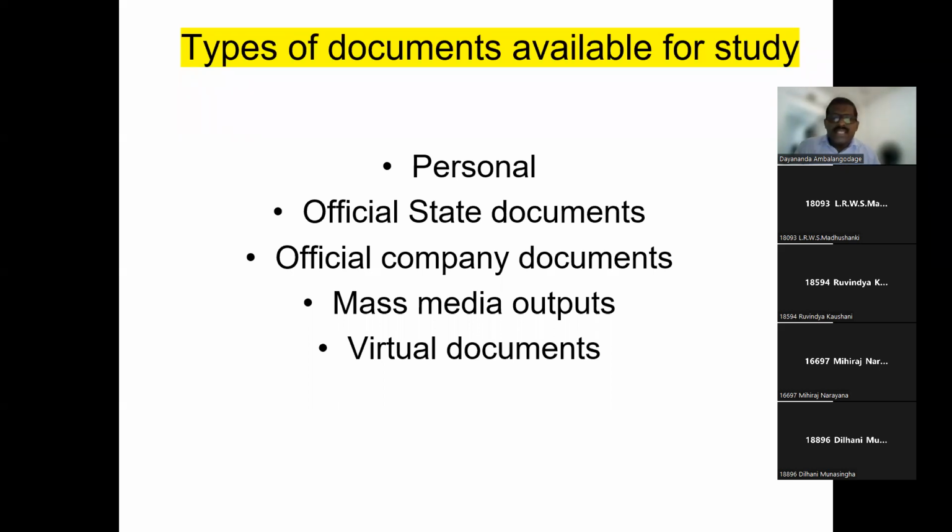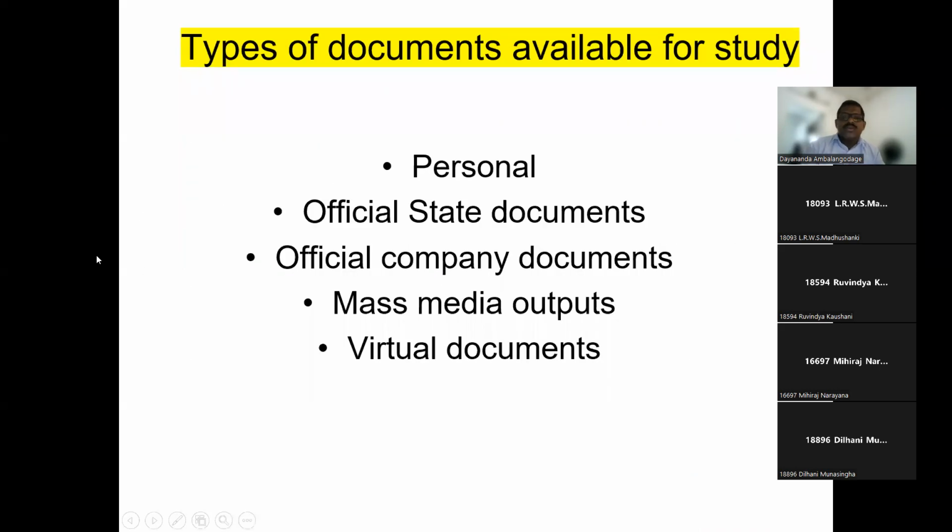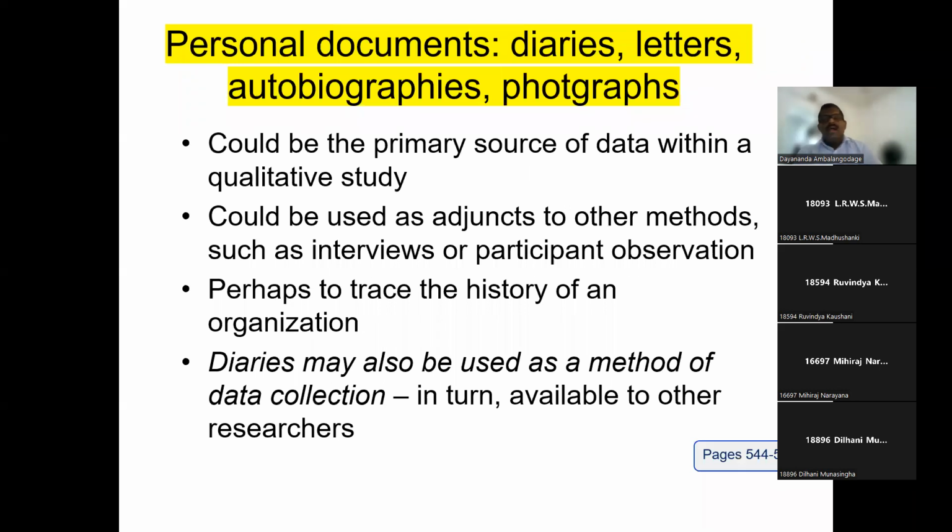So, mass media outputs, I think, virtual documents, what is published virtually, on the internet, online, and video documents. You can consider all these as documents. Then the personal documents: diaries, letters, autobiographies, and photographs. Right. Now we talk about the personal documents in detail. Maybe even photographs you can use as your data.